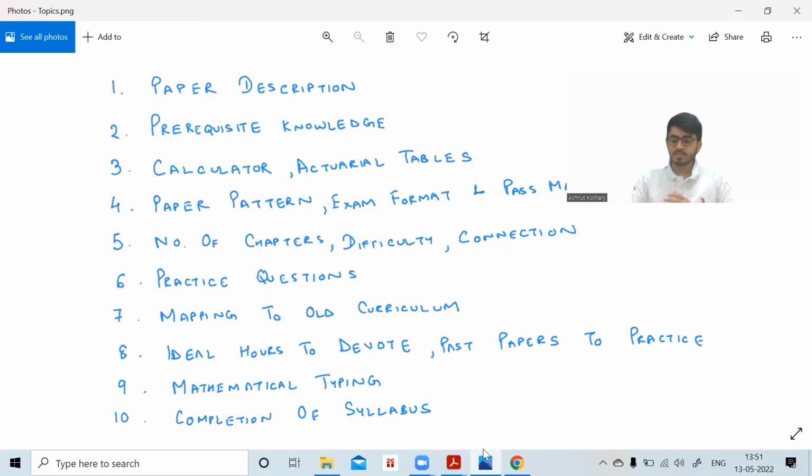So this was regarding the structure. Just to give you a brief idea of the number of conceptual classes, it generally takes us to cover the paper A topics.